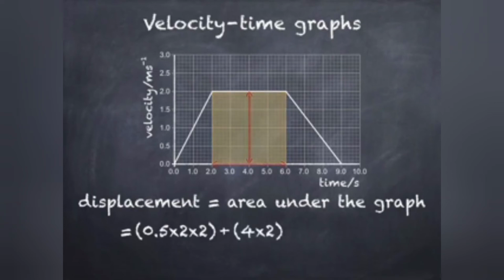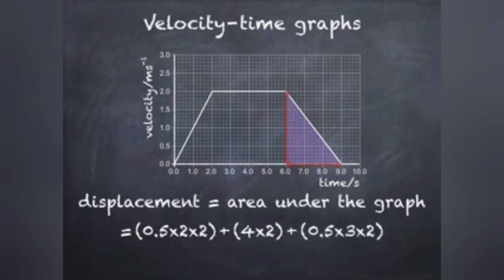Then for the third part, we'd have another triangle which gives us half base times height. You convert the half to 0.5 and you substitute into the values, you get 0.5 times 3 times 2. By summation, when you add these 3 values together, you arrive at a total answer of 13 meters for a displacement.